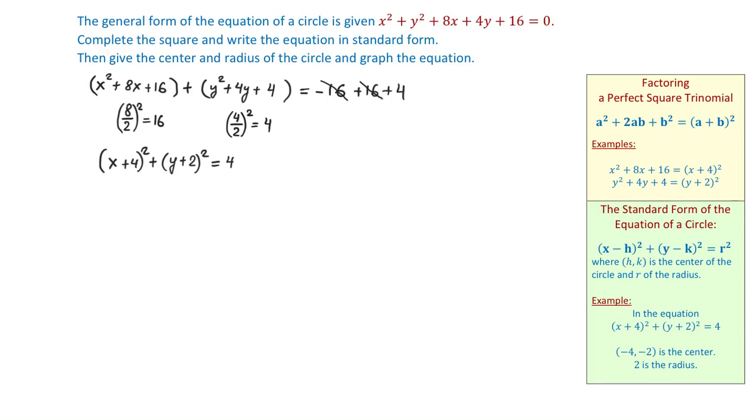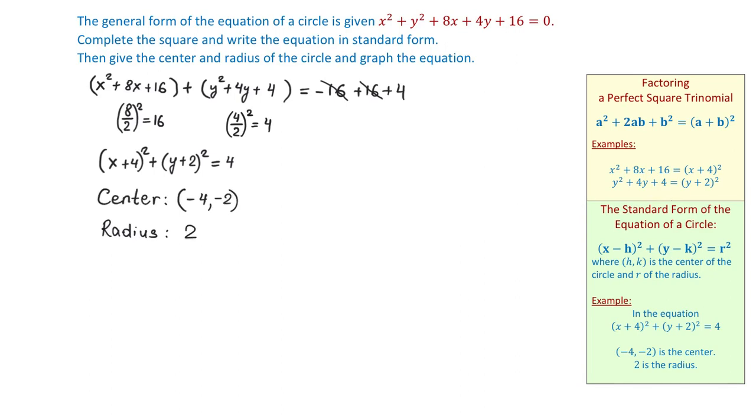Now we will find the coordinates of the center. So, the center has the coordinates opposite of the numbers we see in parentheses, that is negative 4 and negative 2, and the radius is the square root of the last number. Square root of 4 is 2.